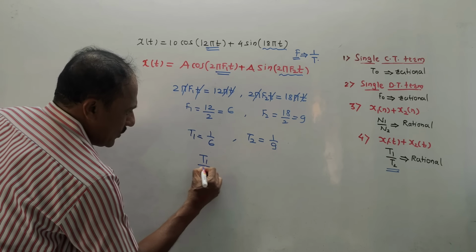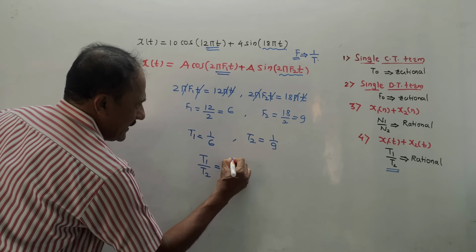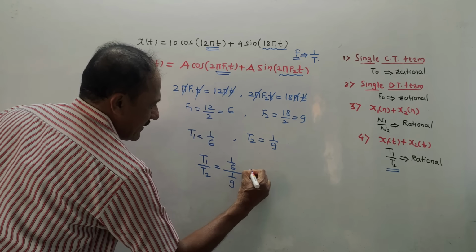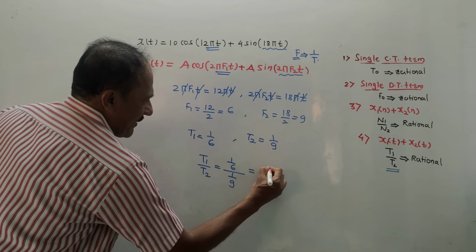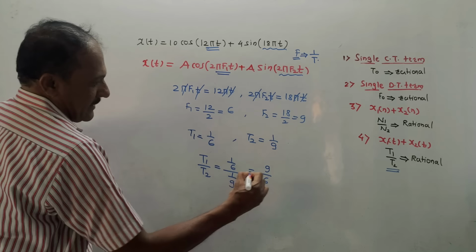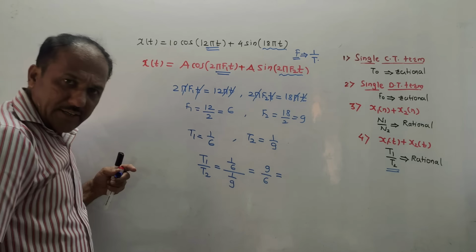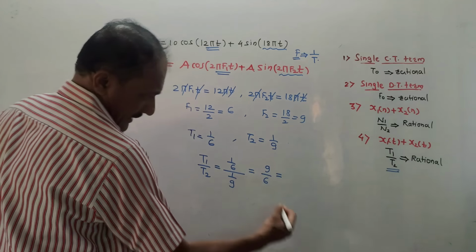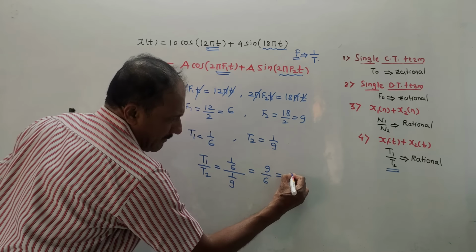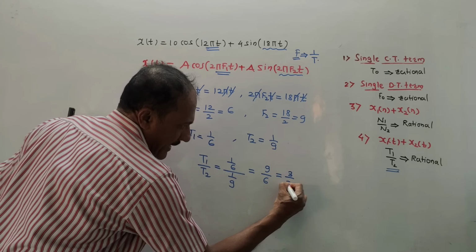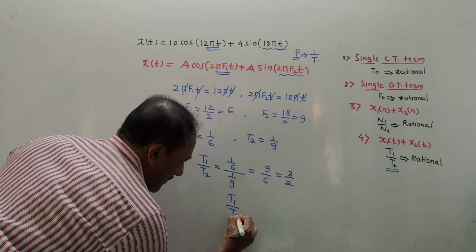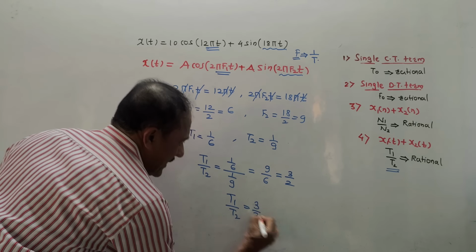Now take the ratio T1 by T2. So it is 1 by 6 divided by 1 by 9. So it is simply 9 by 6. Again, if you simplify it, you don't have to solve this on the calculator. You just have to simplify it manually. So divide numerator and denominator by 3. So you will get 3 by 2. Now I can write it like this. T1 by T2 is equal to 3 by 2.